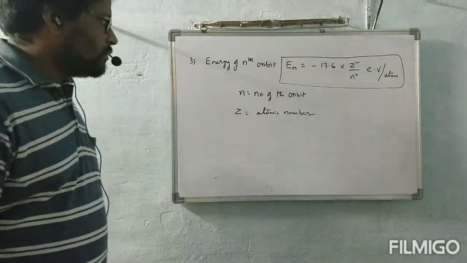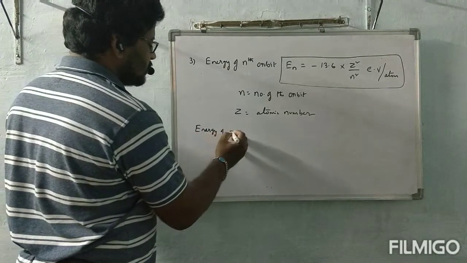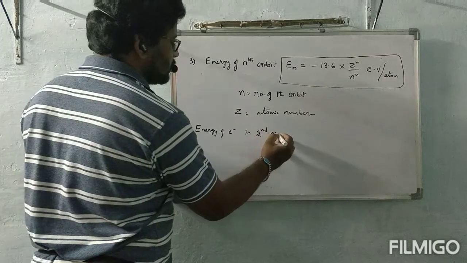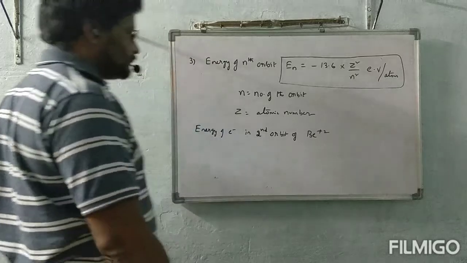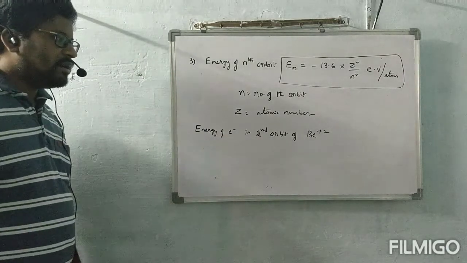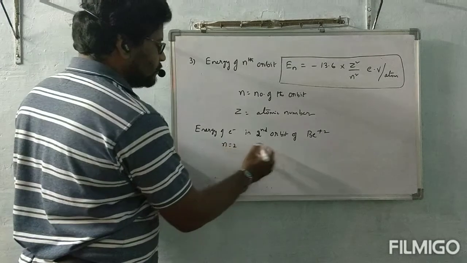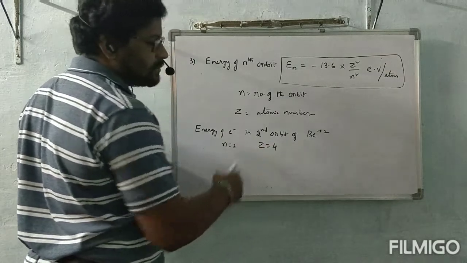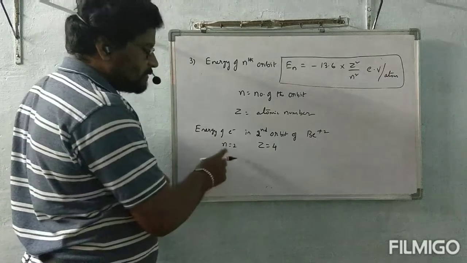Now one example: energy of electron in second orbit of Be plus 2. What is the given data? n is equal to 2, Z is equal to 4. Why did I write Z is equal to 4? Beryllium atomic number is 4, n value is 2.